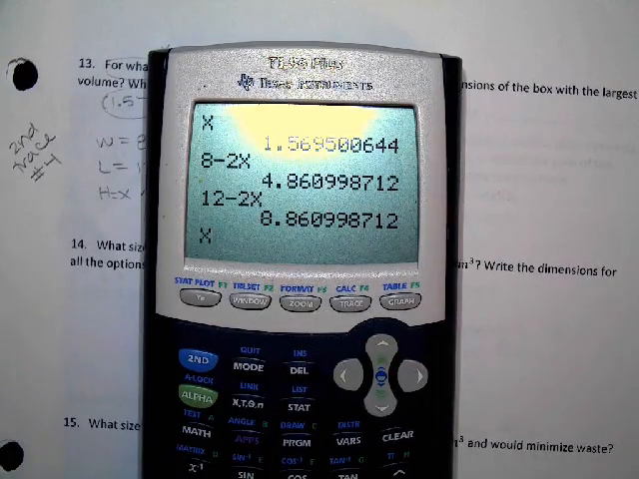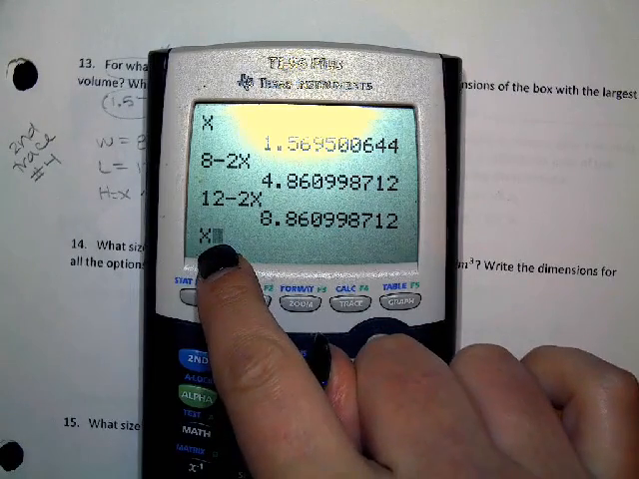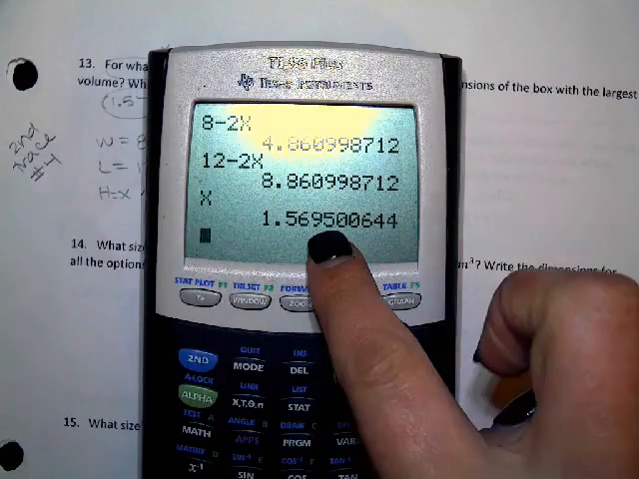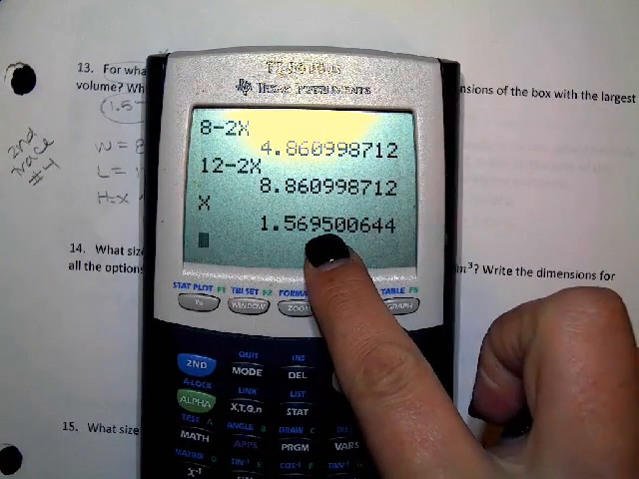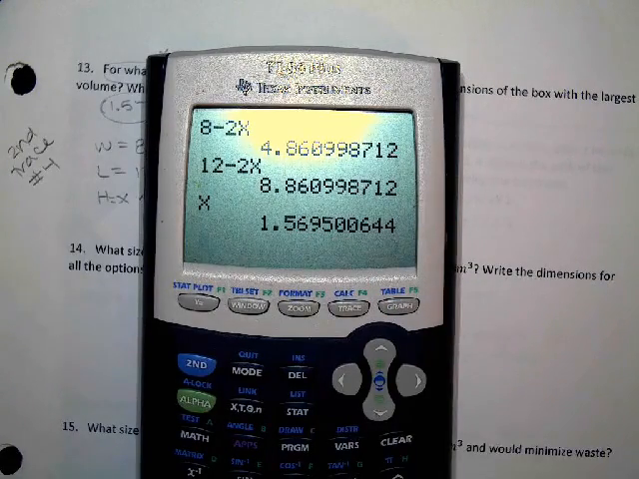So now if I press enter, it is stored in there. Anytime I use the X key, until I find something else, my calculator is just going to use that number. So 8 minus 2x, my calculator is using that number. It's plugging it in for me. 12 minus 2x, it's going to plug it in for me and help me find that length.